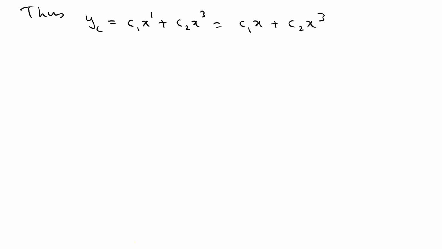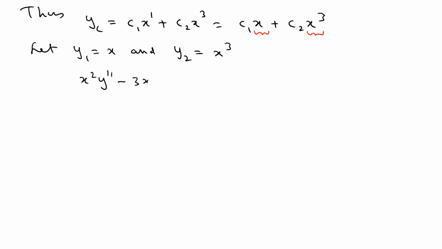Okay. So now we can pick these two as two linearly independent solutions, and we know that they are linearly independent. We proved that before. So let y1 equal x and y2 equal x cubed. Those two are solutions. Now we go to the original equation. What's the original equation? It was x squared y double prime minus 3x y prime plus 3y equals 4x to the 7.